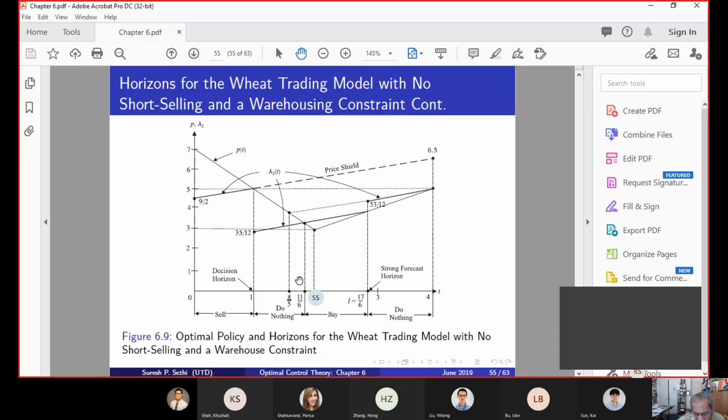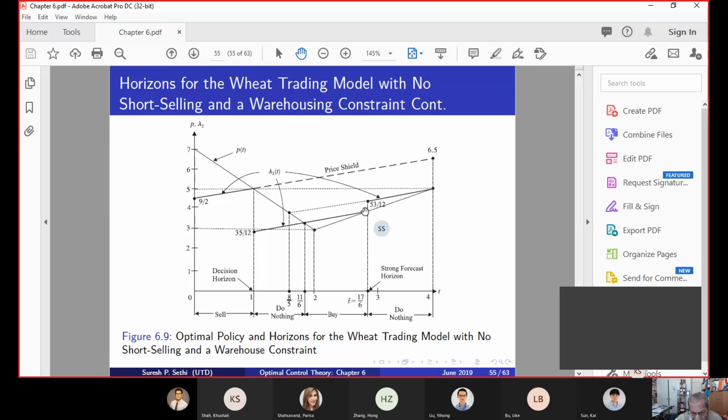The next part of the optimal solution is what is a forecast horizon, what is a decision horizon. We will show by examples. I can also prove it, but let's just do examples. This point 17.6 is a strong forecast horizon. This point 1 is a decision horizon. That means if you give me a problem of this horizon and give me the forecast up to this point, that forecast will give me that solution.